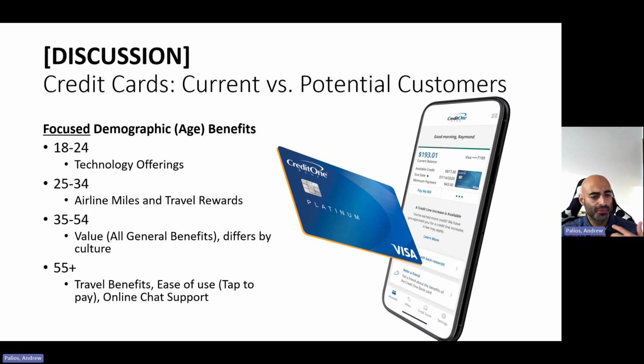These individuals are probably a little more well traveled. They might be interested in the airline miles and the travel rewards. They might have a young family at this age range, so they might be that married couple, right? Those are the things they might be interested in, the rewards they're getting for making those spending decisions by using the card. So that might cover that demographic.